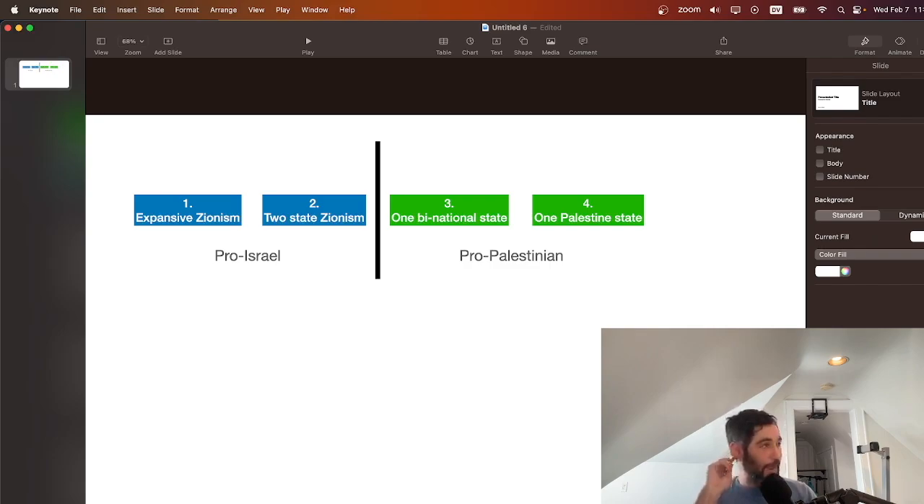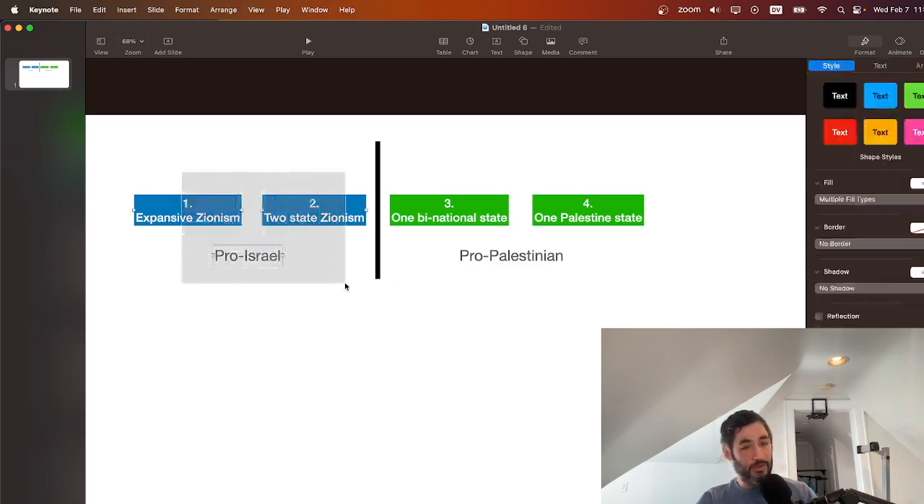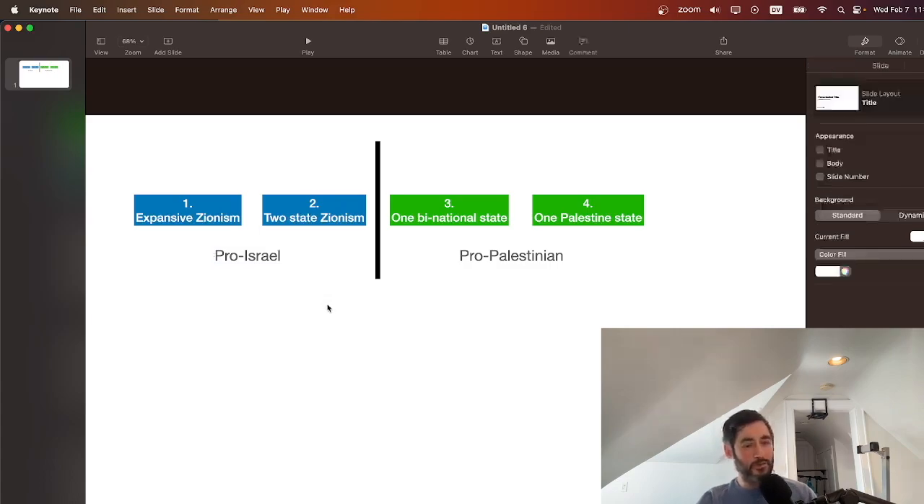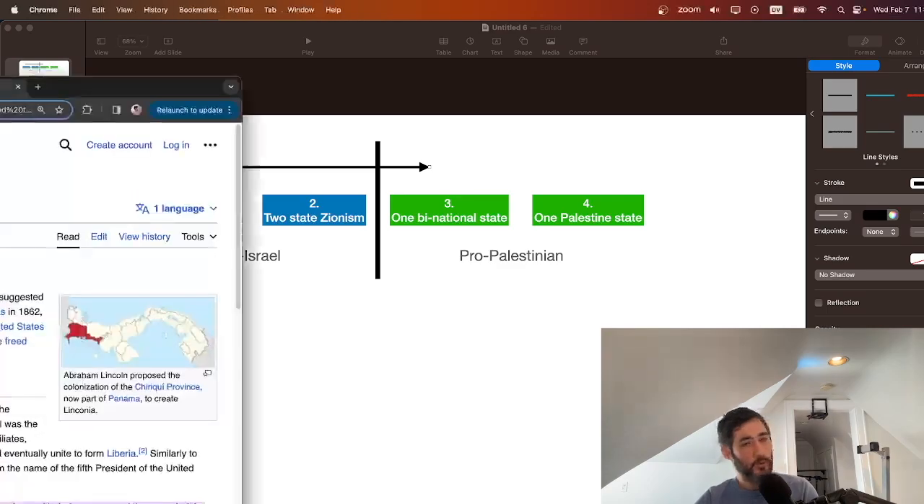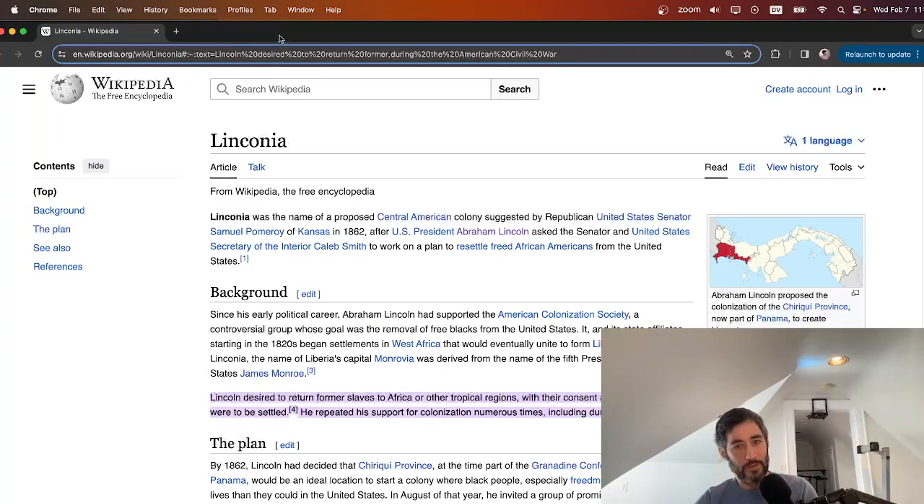I mean, I have my answer. My answer is a little dangerous because if I say my answer, I risk ostracizing myself from certain political or social networks that I'm currently embedded in. I want to share with you Lincolnia. Do you guys know about Lincolnia?